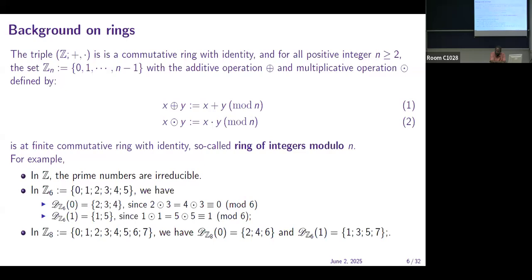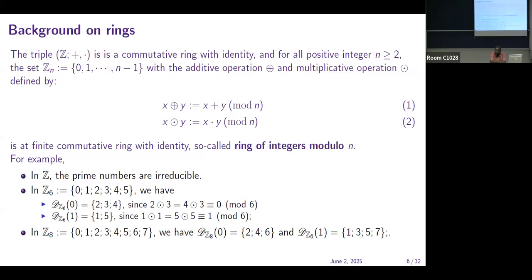In Z, the prime numbers are irreducible. In Z6, we have 2, 3, 4 as divisors of 0, and 1 and 5 are units. In Z8, the divisors of 0 are 2, 4, 6, because 2 times 4 equals 8, which modulo 8 is 0. And the units in Z8 are 1, 3, 5, 7.